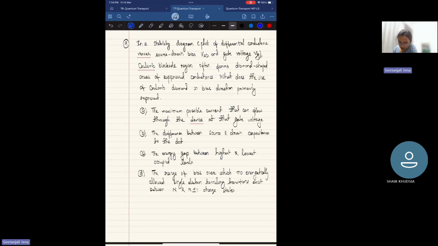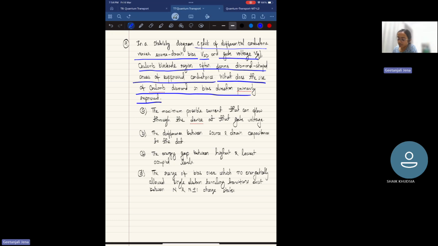Okay, so let us solve the last problem. It's given in a stability diagram, which is the plot of differential conductance versus the source drain bias V_SD and the gate voltage V_G. Coulomb blockade region often forms diamond-shaped area of suppressed conductance. What does the size of Coulomb diamond in bias direction primarily represent?